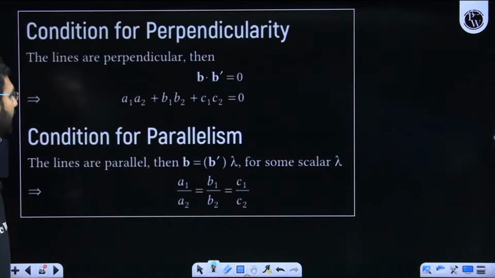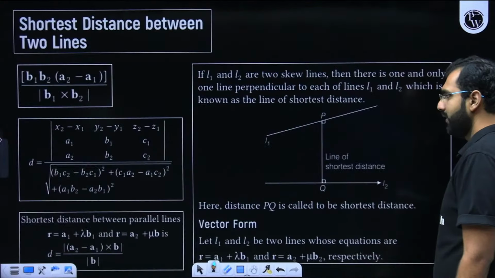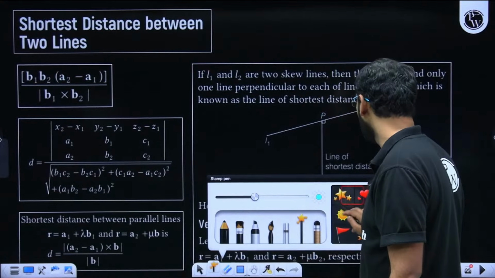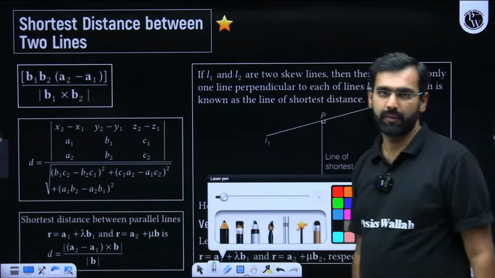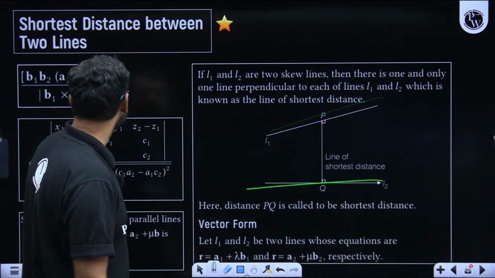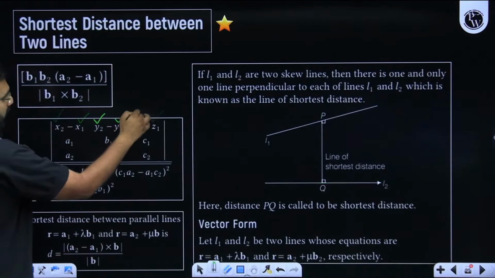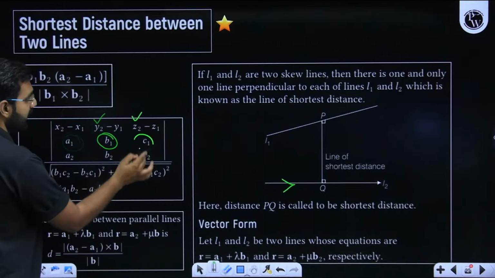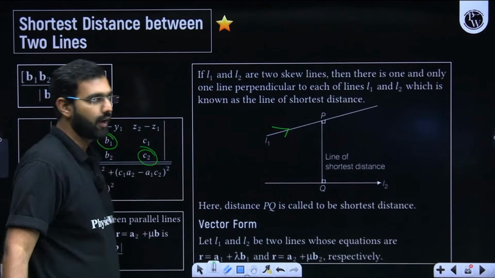With that, when I move ahead, what else do we remember? Yes, the condition for perpendicularity and the condition for parallelism, we have already discussed. This is again going to be a very important slide for you all from this chapter. What is it? The distance formula. Let's say two lines are given. The first line is passing through x1, y1, z1. The second line is passing through x2, y2, z2. The first line is parallel to the vector a1, b1, c1. The second line is parallel to the vector a2, b2, c2. I hope you do remember that.